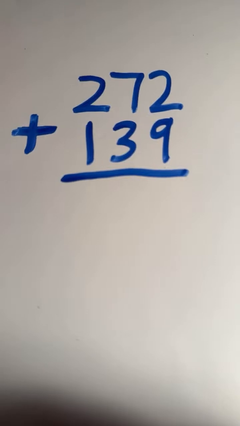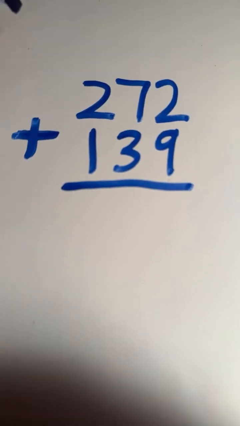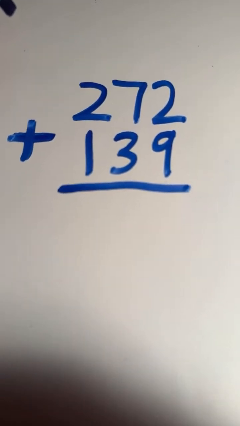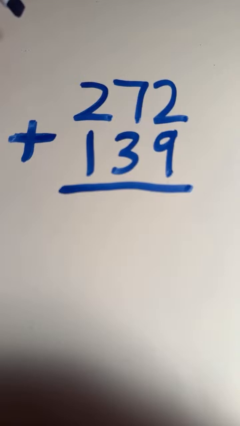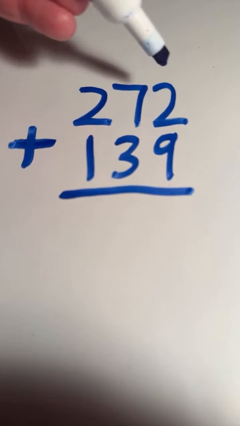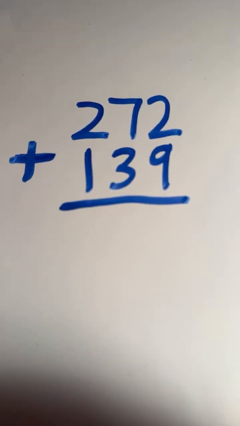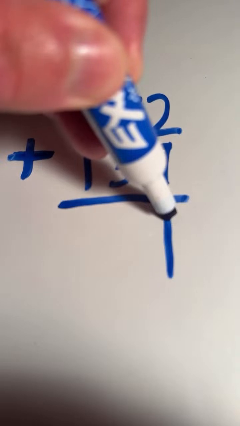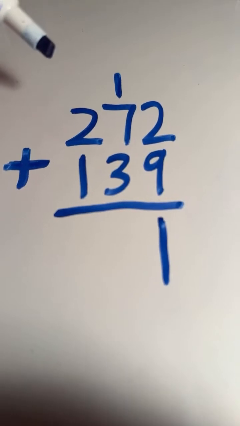All right, next we have 272 plus 139. So we start in the ones place. We always start in the ones place with the digits all the way to the right. 2 plus 9 equals 11. So because our sum is more than 10, we do need to regroup. The 1 in 11 goes in the ones place. The other 1 in 11 gets carried over to the tens place.